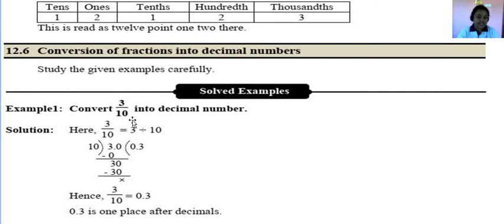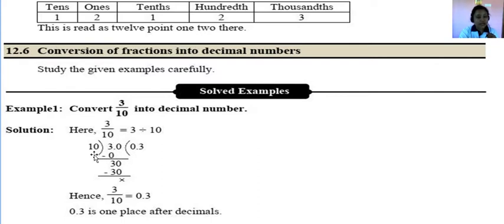Convert 3 by 10 into a decimal. When we have to convert a fraction into a decimal, 3 by 10 is the fraction, and we convert it using the simple division process. The denominator will always divide the numerator, so 10 will be the divisor and 3 will be the dividend here.